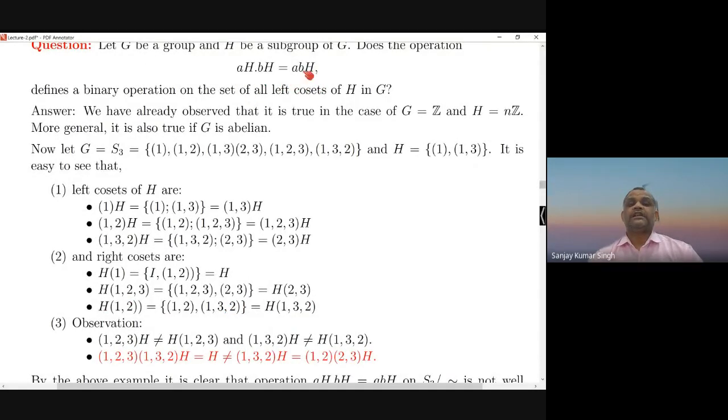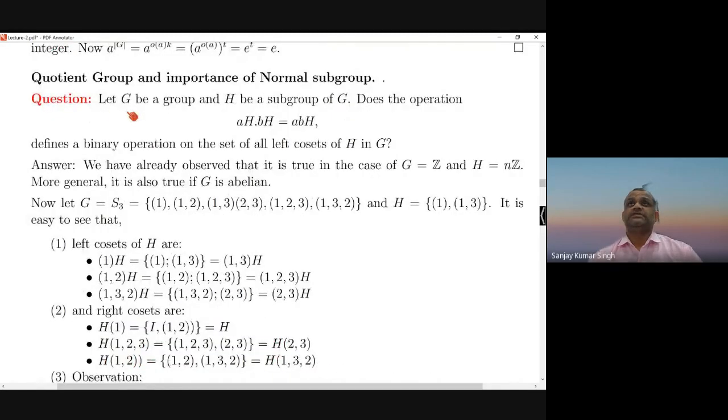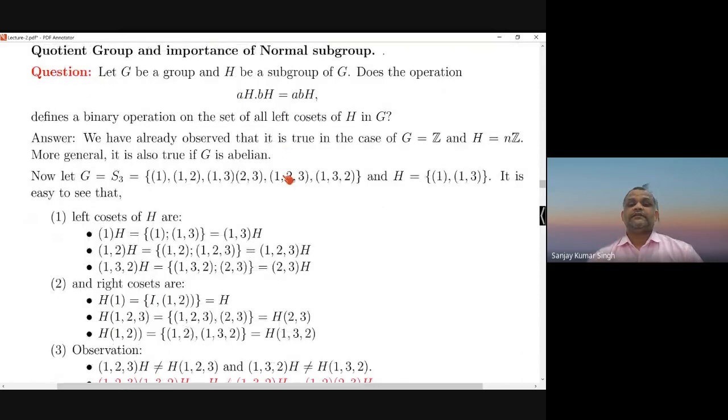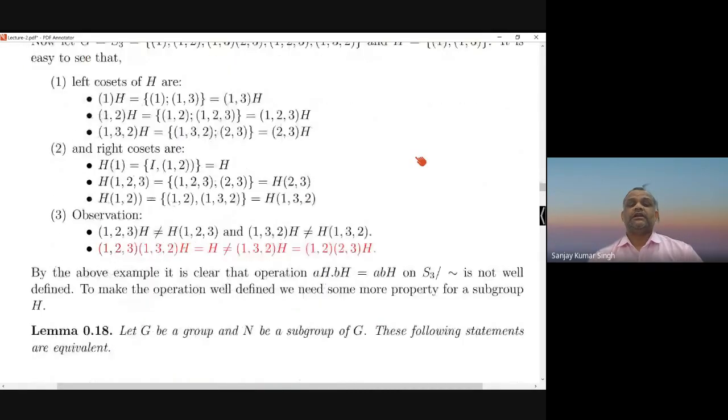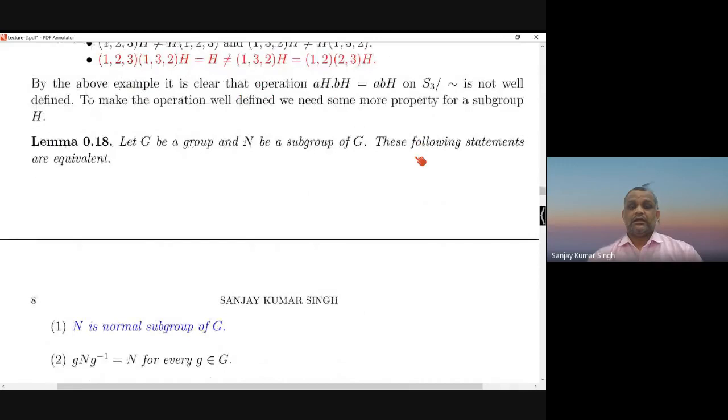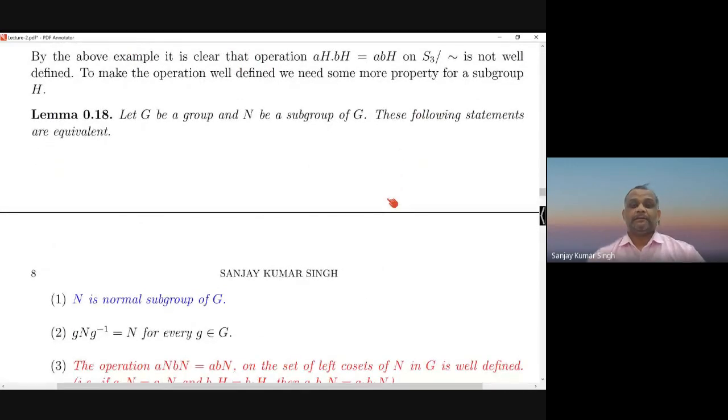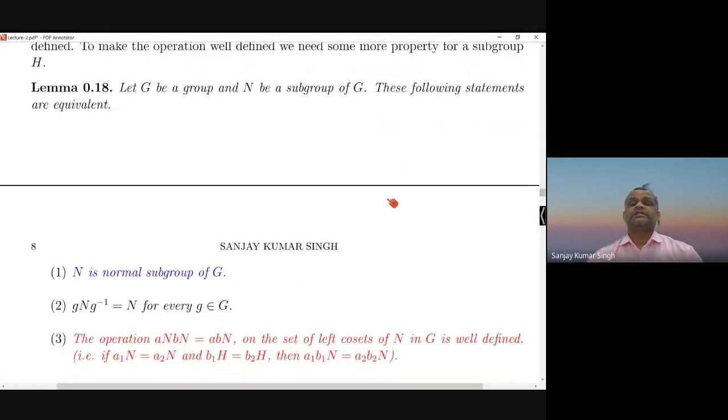If I define the operation like that, then this operation is not a binary operation. So it means the answer to this question is negative in general. But since you know this is true for at least abelian groups, the natural question is: what type of nice condition can I impose on H so that I can get this as a group operation? So this is the main motivation to define a normal subgroup.